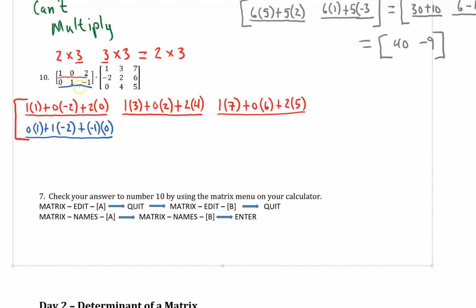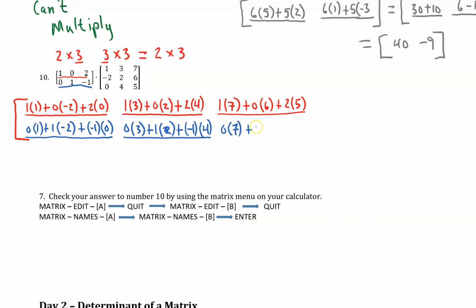Then we're going to have the second row times the second column. So 0 times 3 plus 1 times 2, excuse me, plus negative 1 times 4. That's going to be the second row, second column. And then it's the bottom row, or row number 2, by column number 3. So 0 times 7 plus 1 times 6 plus negative 1 times 5. That would be the end result that we would have. So hopefully we see it. It's 2 rows by 3 columns.